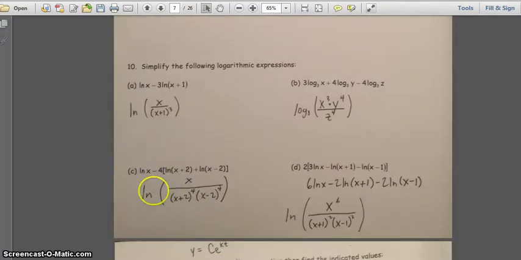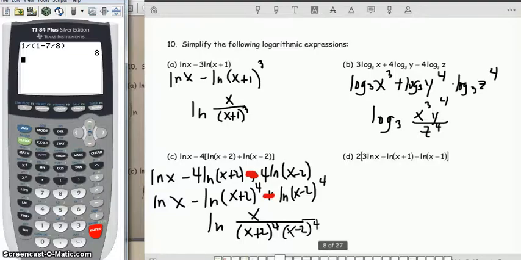I do apologize, I did not detail those. Let me show you in detail. Here's the work for A, B, and C. Notice the 3 goes back as the exponent for the x plus 1, and the minus becomes division. Notice letter B, the 3 goes back as the exponent for x, the 4 goes back as the exponent for y, and the 4 goes back as the exponent for z.